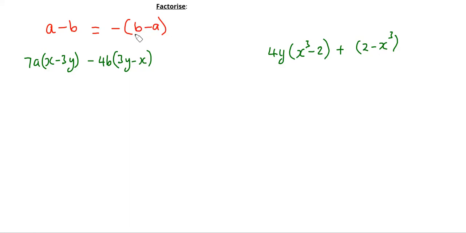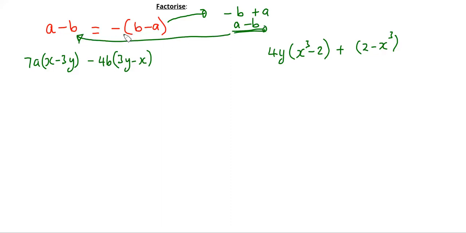Okay, so in this case here, what we are just saying is that if we are to apply a negative, this will change. It will be x minus 3y now. If you are to apply a negative here, it's going to be also the reverse as well. Are we understanding each other here? Because if we are to solve this part here, what you will have is minus b plus a, which is just a minus b, like what we have here.